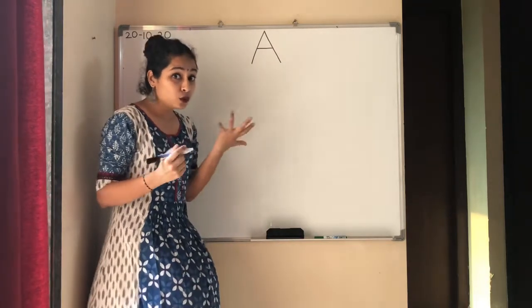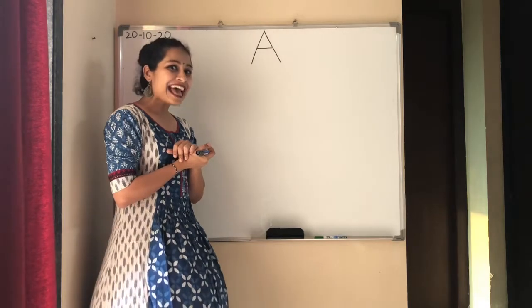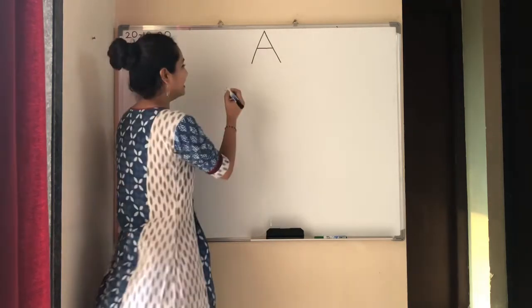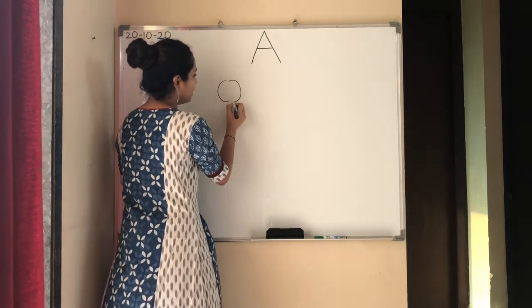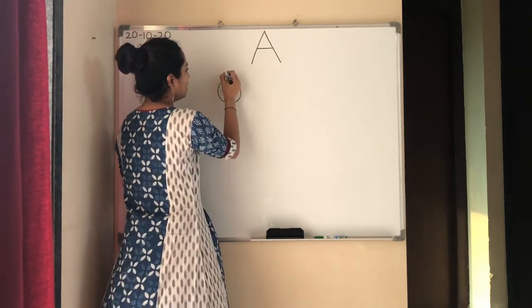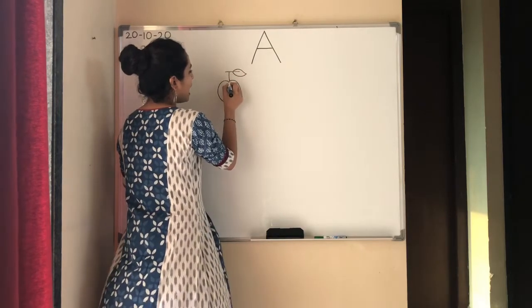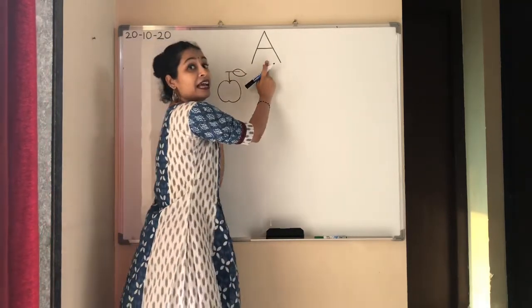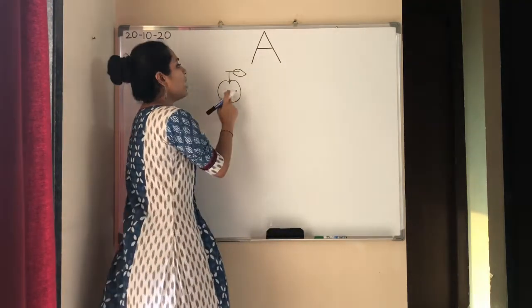Now which are the pictures for letter A? Which is the fruit that starts with the letter A? Yes, it's an apple. A for apple. A for apple. This is letter A. Say A for apple. A for apple.